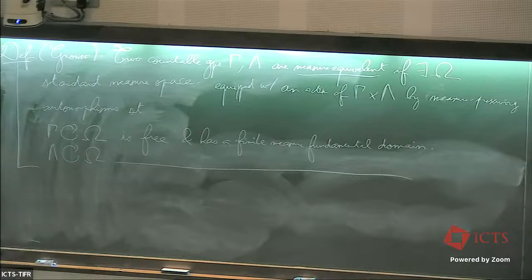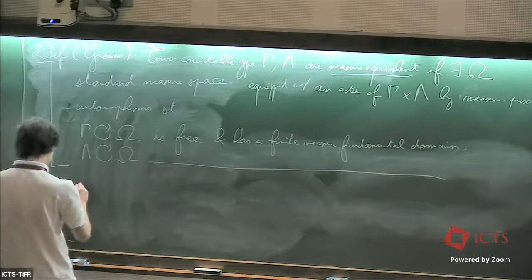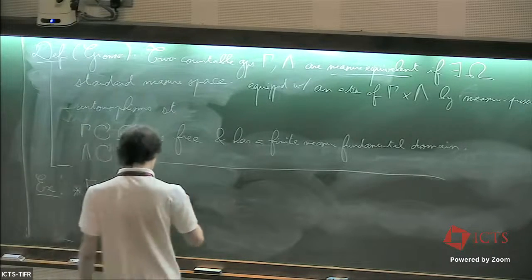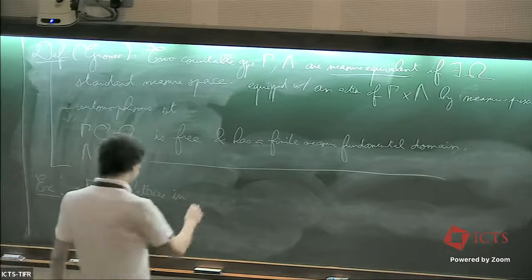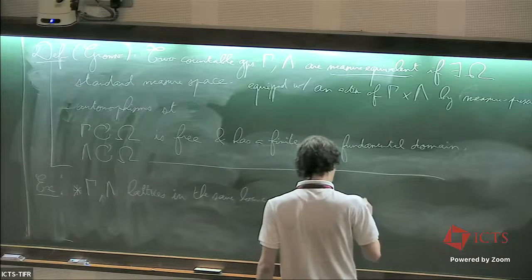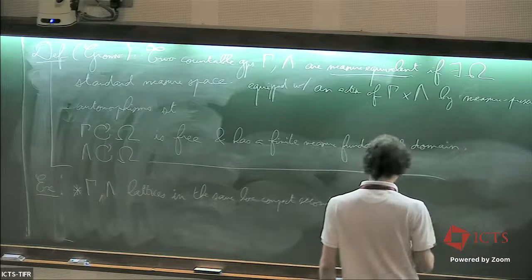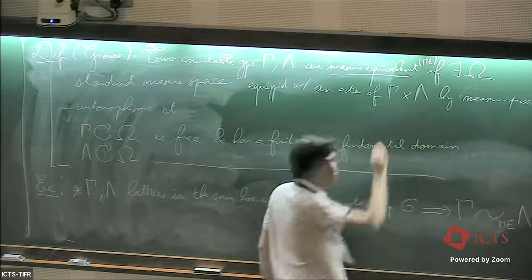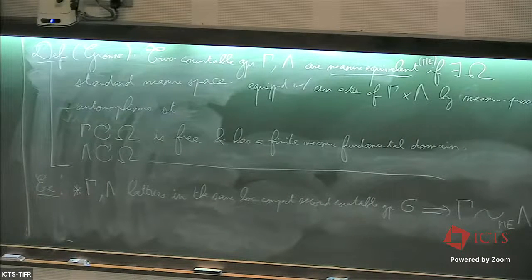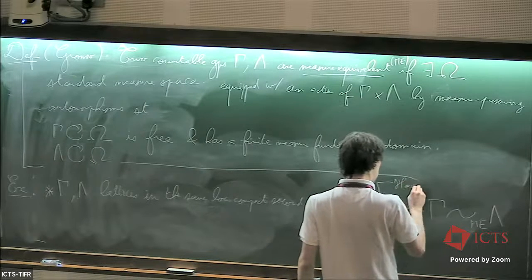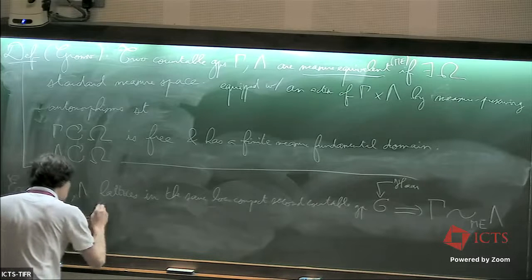Okay, what is the main example to keep in mind? The main example is that if gamma and lambda are two lattices in the same ambient Lie group, or more generally in the same locally compact second countable group, then they are measure equivalent, which I will always abbreviate as ME. Why is this? Because if you have a locally compact second countable group, it has a Haar measure, and the space omega will be the group G itself equipped with this Haar measure.